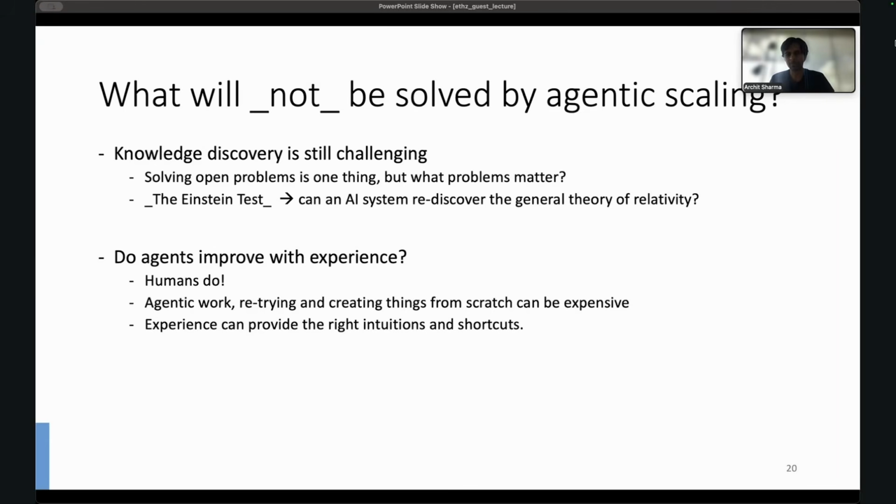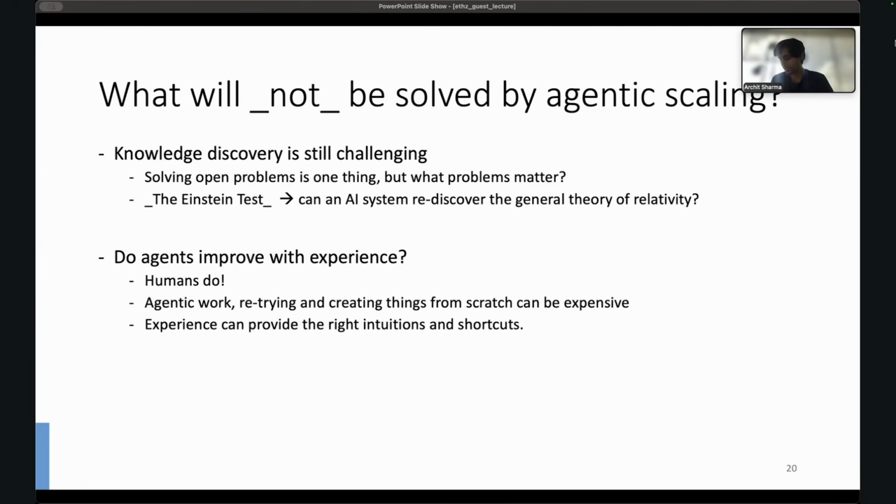Recently, Dennis proposed something called the Einstein test, which I think is an interesting thing, where the model is asked to rediscover the general theory of relativity, training on data only up to the early 20th century. It's an interesting test of whether the model can discover something so abstract and so revolutionary. So knowledge discovery is still pretty hard.